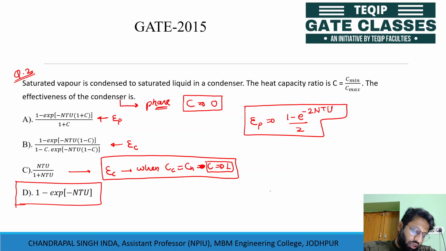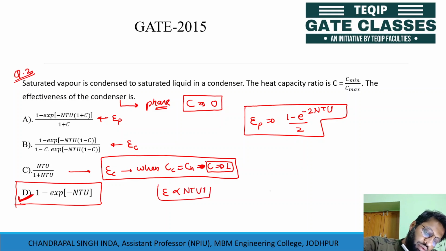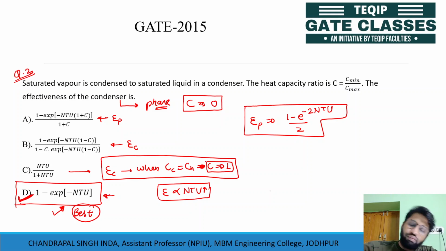Now option D is correct for the given question, as the effectiveness of the heat exchanger is 1 minus exponential minus NTU, and we said that the effectiveness is directly proportional to NTU. So as the value of NTU increases, the effectiveness increases. Here this term is independent of C, and it has the maximum effectiveness. So phase change type heat exchangers are the best, having the best effectiveness. So let's have another question.